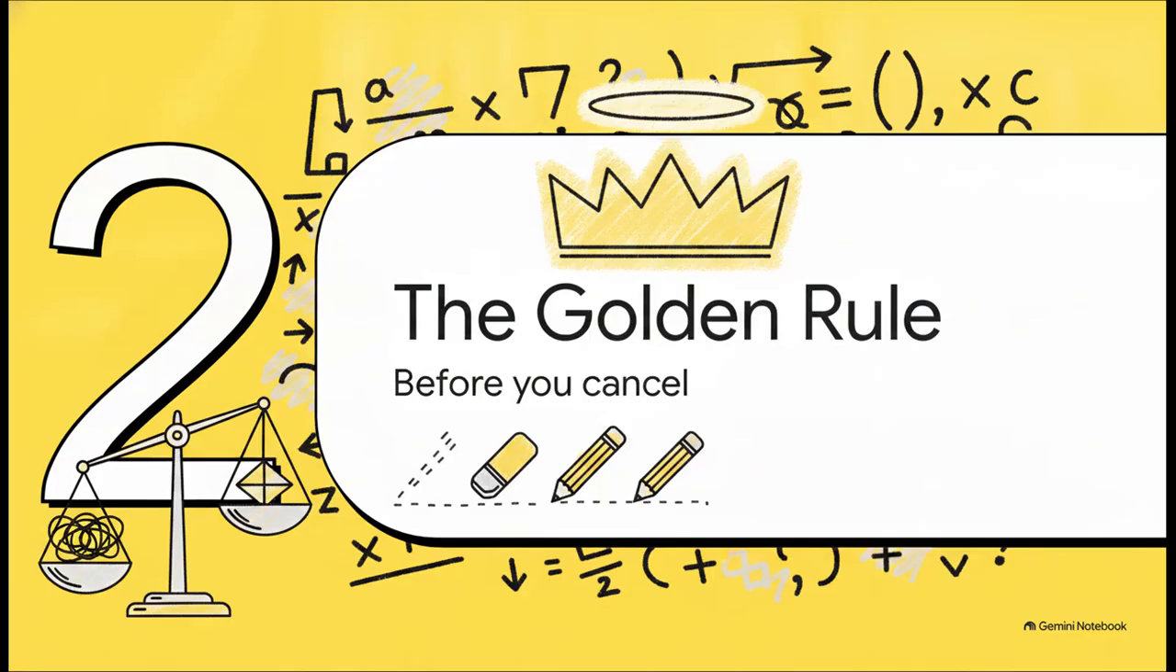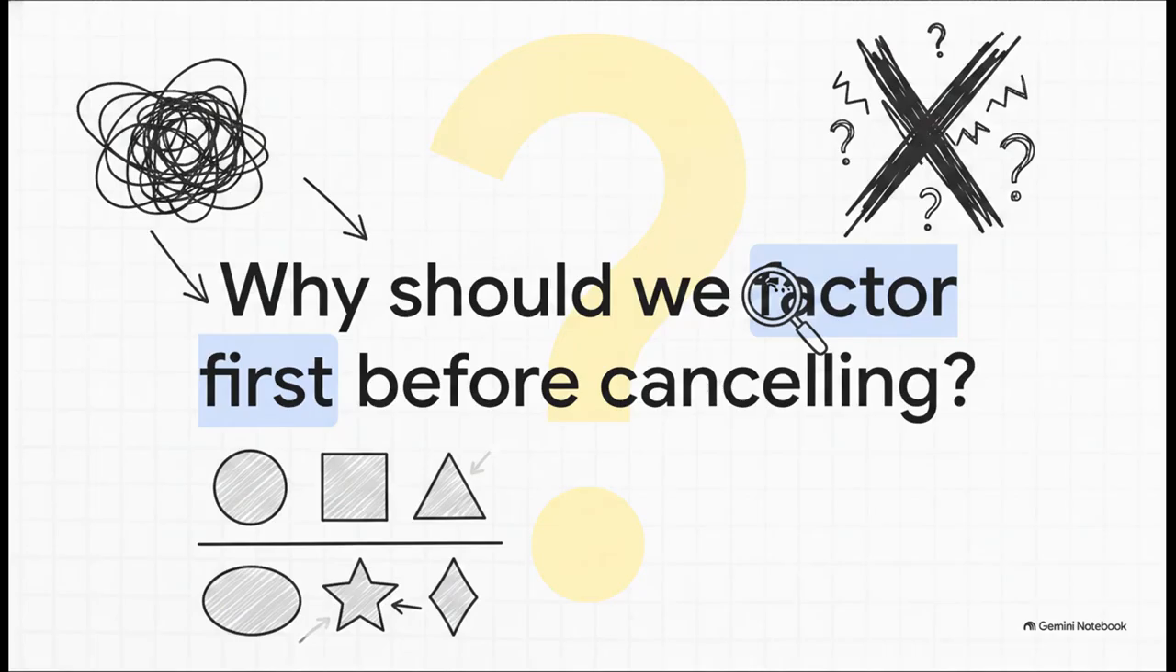Section 2, the golden rule. This is what you need to know before you cancel anything. Before you do a single calculation or even touch your pencil to paper, there is one supreme rule you have to remember. It's the absolute key to not getting completely lost. But before I just hand the answer to you, take a look at the question we have right here. Why should we factor first before canceling?